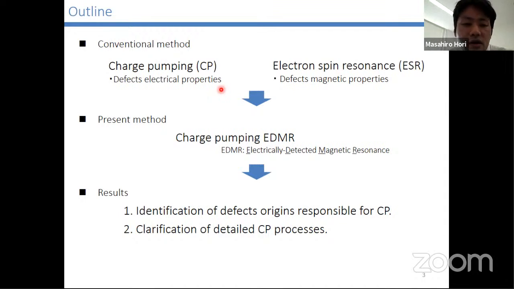In order to solve these problems, we combine the charge pumping method with the electron spin resonance method. We call it charge pumping ESR, or, especially here, charge pumping electrically detected magnetic resonance method, charge pumping EDMR. By using charge pumping EDMR, we for the first time identified the defect origins responsible for the charge pumping signal. We also clarified the detailed charge pumping process. In this presentation, first, I'll talk about the charge pumping method.